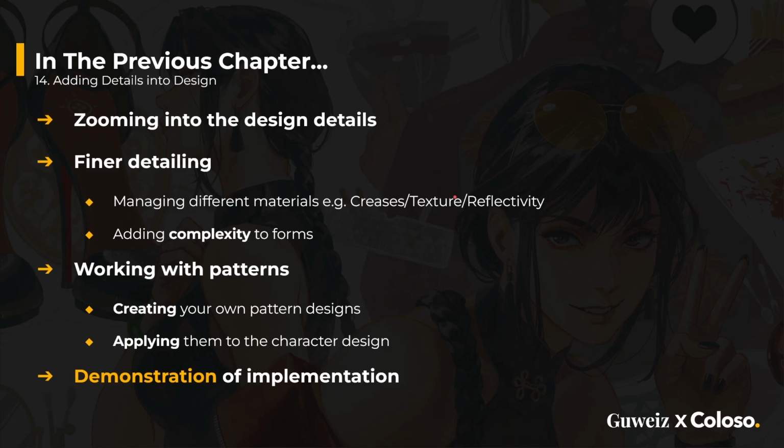So in the previous chapter, as always, a quick recap, we really zoomed into the design details. We took a very close look at what our current drafts are at, and then we focused on several things, including finer detailing. We made use of this closer zoom, this closer attention to deal with things like creases, texture, reflectivity, all these things that are very relevant when we're designing characters, right?